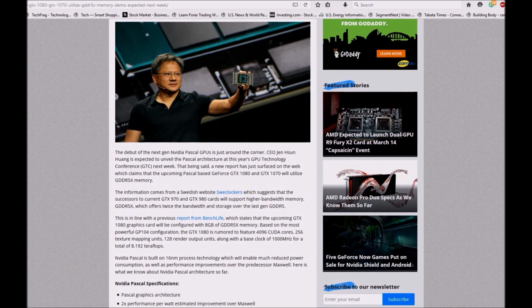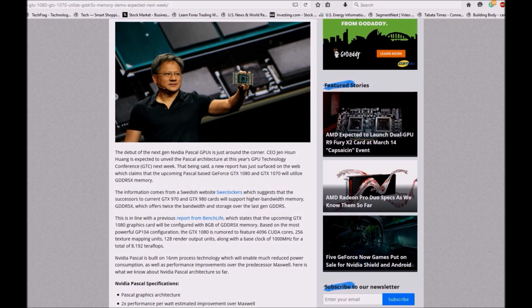The information comes from a Swedish website, which suggests that the successor to the current 970 and 980 graphics cards will support higher bandwidth memory, GDDR5X, which offers twice the bandwidth over the last-gen GDDR5. This is in line with the previous report from BenchLife, which states the upcoming GTX 1080 will be configured with 8GB GDDR5X memory based on the most powerful GP104 configuration.